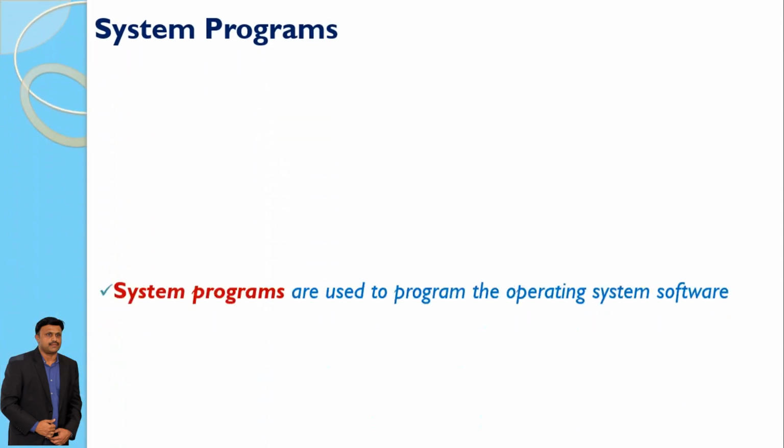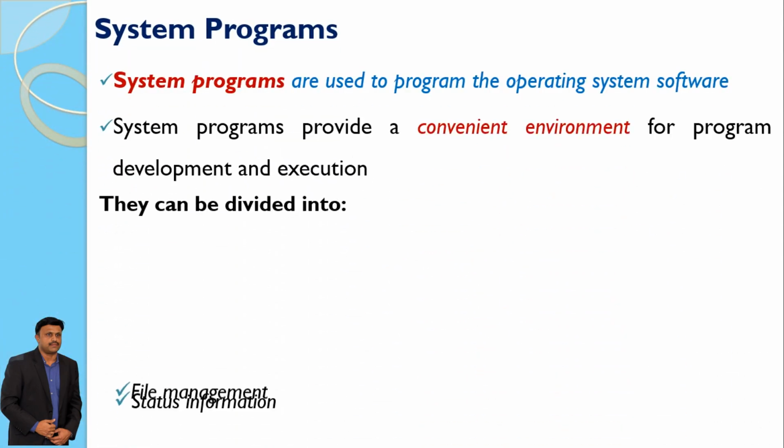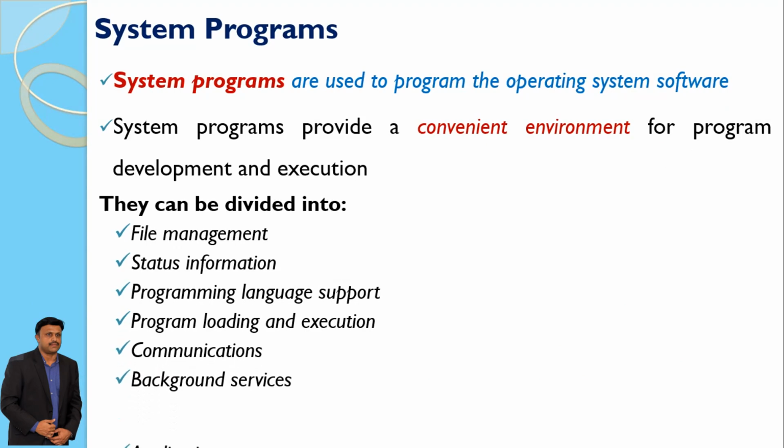System programs are crucial for programming the operating system software. They provide a convenient environment for development and execution, and can be divided into categories such as file management, status information, programming language support, program loading and execution, communications, background services, and application programs.